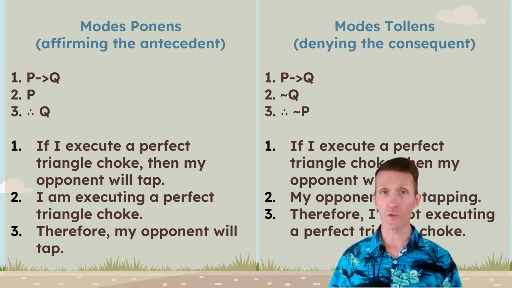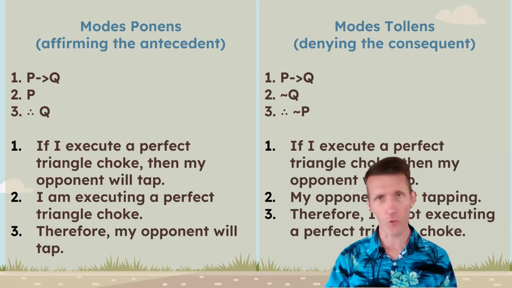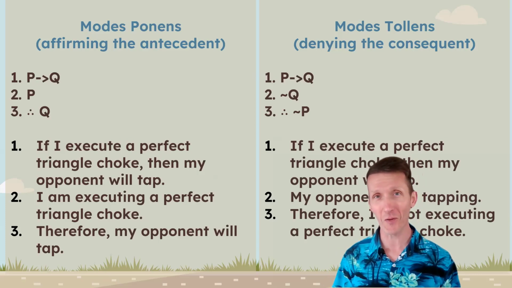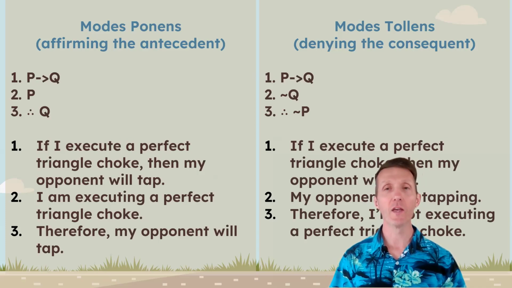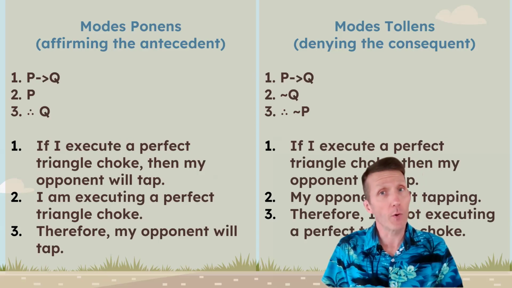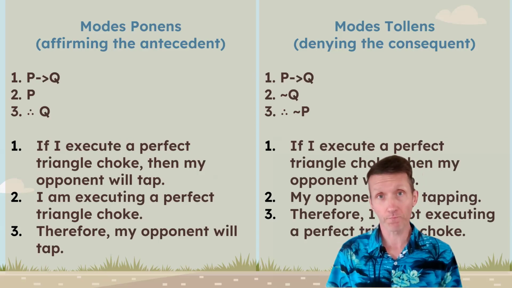Second, modus tollens. This also works. It's called denying the consequent. And here you're going to say, well, in this conditional, you don't have the second thing, so you must not have the first thing, because you don't have the thing that would come about if you did have the first. For example, same argument, at least for the first premise. If I execute a perfect triangle choke, then my opponent will tap. My opponent's not tapping, therefore I'm not executing a perfect triangle choke.